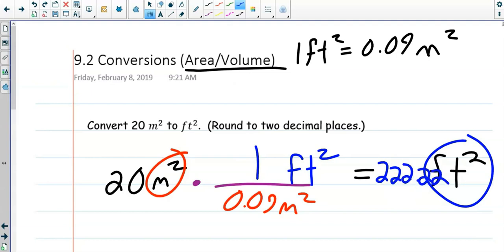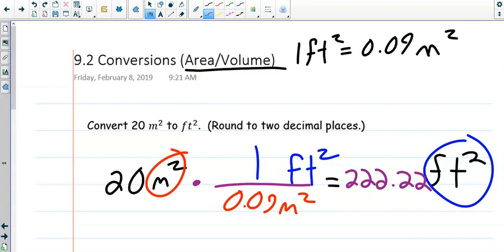222.22. I should have put that in purple. Let's undo that real quick, and let's move our equal sign over so it doesn't get smushed. So the answer is 222.22, rounded correctly. And that's it. There you go. Done. Okay. That's a lot of what you're going to see in 9.2.